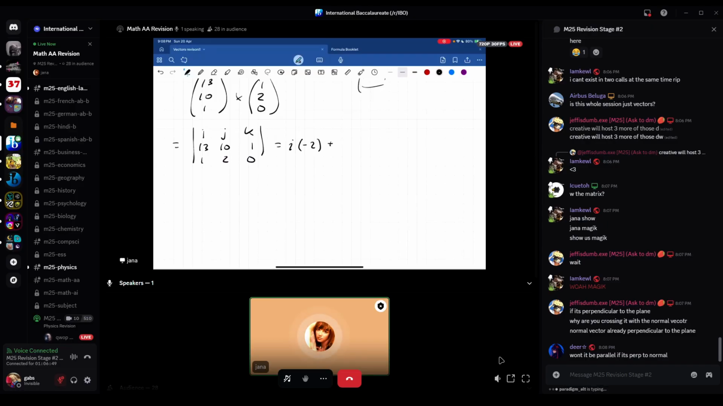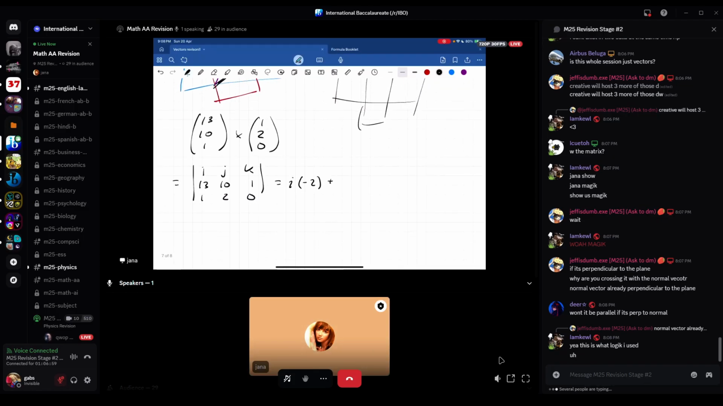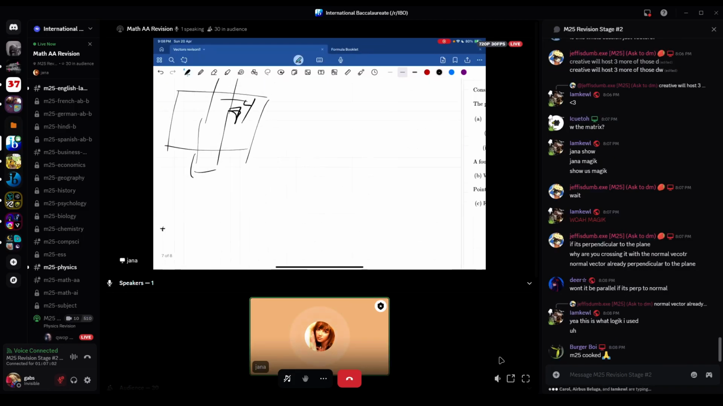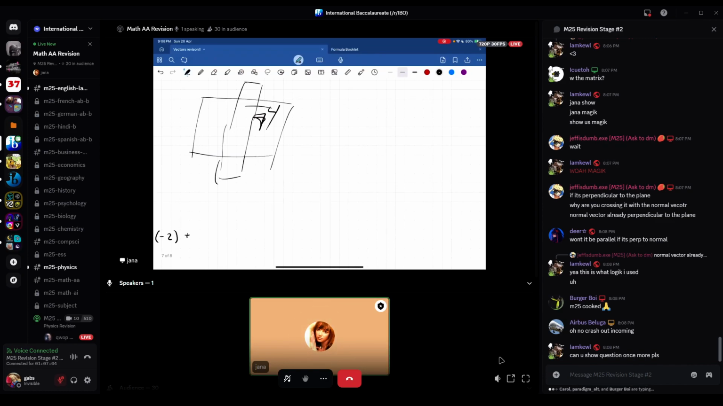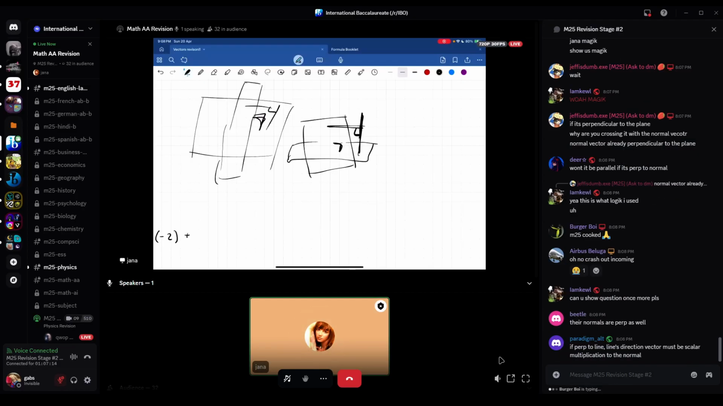No. Guys. This is the normal to the plane. If we have two perpendicular planes, here's my other very badly drawn plane, and they're perpendicular. Their normals are also perpendicular.